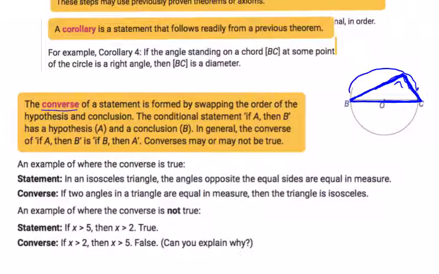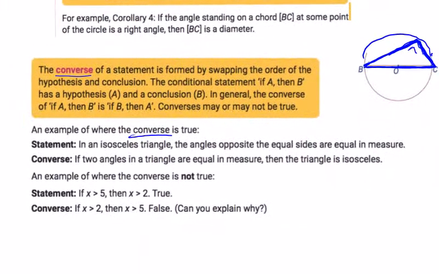The converse statement is formed by swapping the order of the hypothesis and the conclusion. The conditional statement of if A then B has a hypothesis A and a conclusion B. In general, the converse of if A then B is if B then A. And converses may or may not be true. And here's an example when it is true and when it's not. So you just need to know what a converse is. This is not something to be worried about.